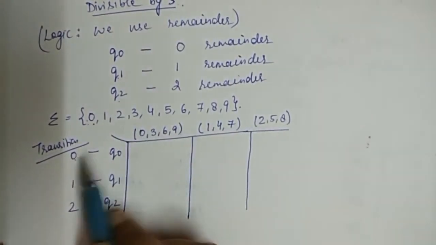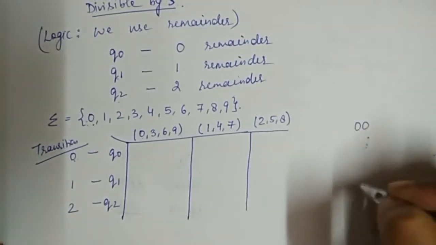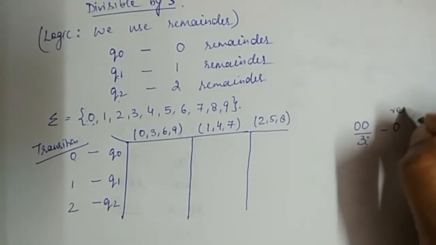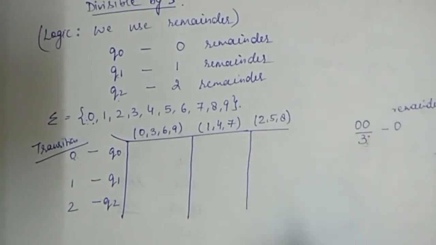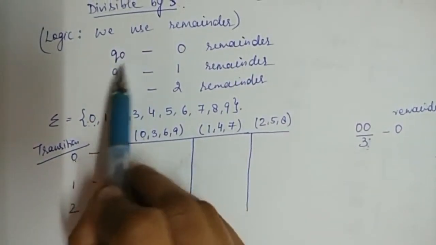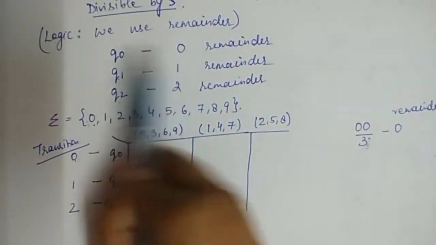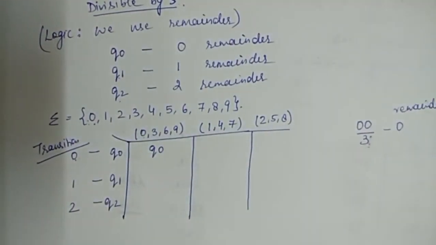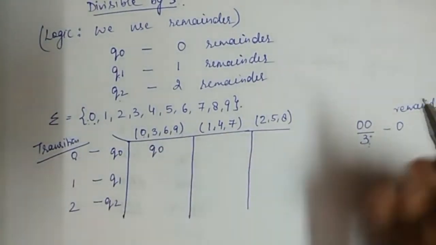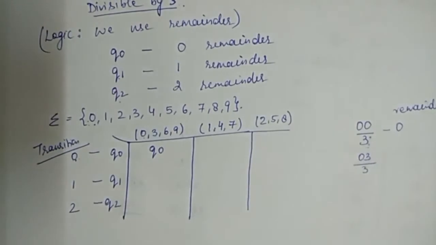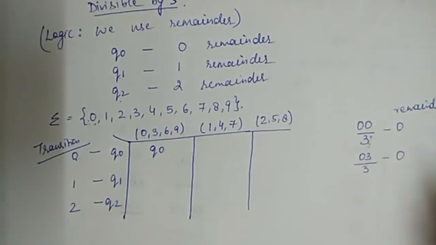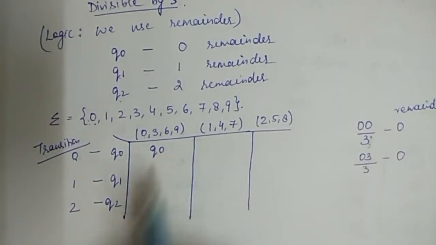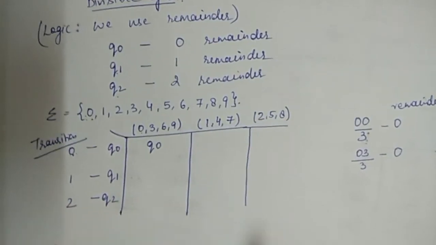Okay, now for this entry I have to combine 0 with any one of these inputs. First of all, if I combine 0 and this 0, and I divide by 3, it gives 0 remainder, and for 0 remainder we assumed the state is Q0. So this entry will be Q0. Or if I combine 0 with 3 and I divide by 3, then the remainder again will be 0. So if you combine 0 with any of these values, it always gives a 0 remainder, and this Q0 state remains the same. Okay.